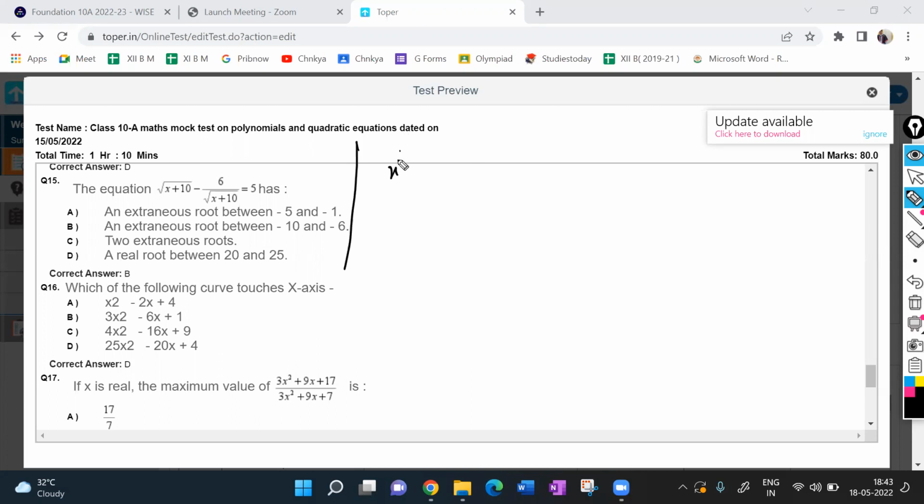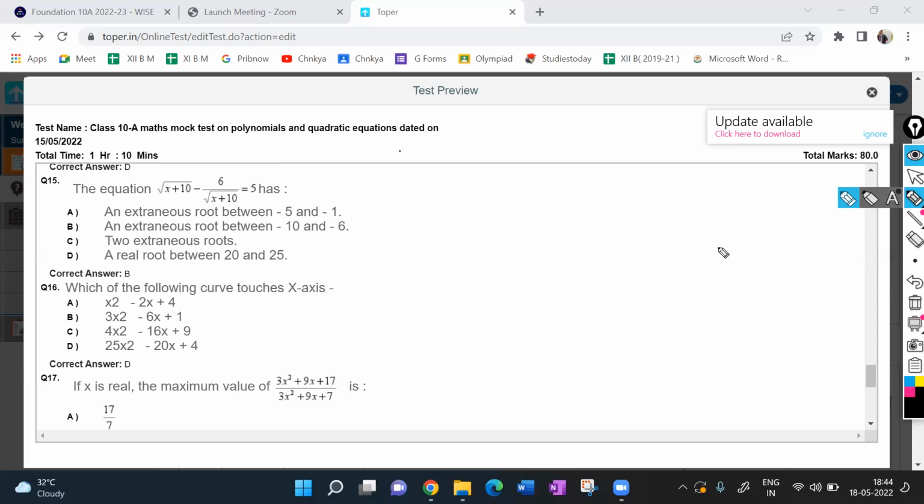Understood my point? If I have something like this, beta, what is the value of x here? Minus one and one. So then either plus one or minus one would be an extraneous root. Don't think that extraneous is something new. Extraneous is nothing but this: when you square both sides and it results in two roots, plus and minus, one of those roots is called an extraneous root. Do you understand? Okay.